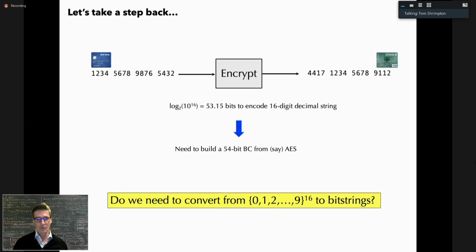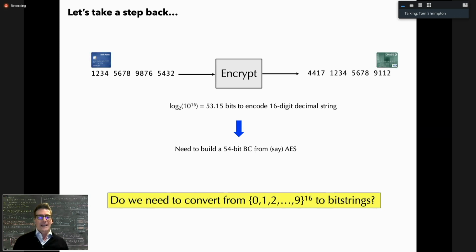We said, okay, if you wanted to turn all the 16-decimal-digit strings, if you wanted a block cipher that could operate on them, then you'd have to take log 2, and that would give you roughly somewhere between 53 and 54 bits. So you needed to build a 54-bit block cipher out of, say, AES. And we looked at some really cool ways to achieve that, and in particular to achieve that with security bounds that give you security as an SPRP up to roughly 2 to the 54 queries.